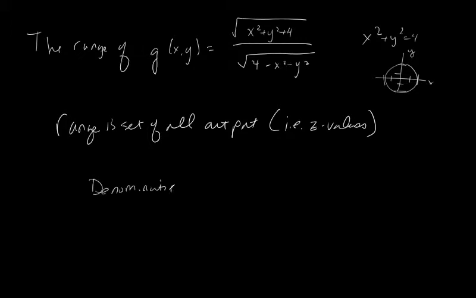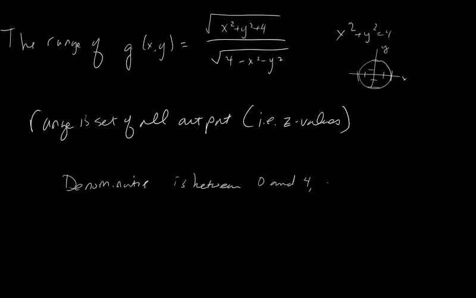is some number between what and what. So our denominator is between 0 and 4, including the 4. Right? So if x and y are 0, 0, our denominator, not 4, 2, the square root of 4. I'll just go ahead and correct that. Okay, so it can actually be equal to 2, but we can't allow it to be equal to 0.